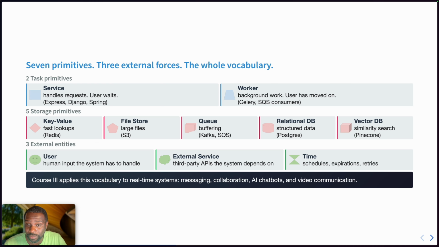The queue that buffers background work in a content system becomes a message delivery channel in a real-time system. The key value store that holds cached pages now holds presence state and typing indicators. The external service that sends a notification email now delivers a push message in sub 100 milliseconds. The blocks are the same. The latency requirement reshapes every decision about how you use them.